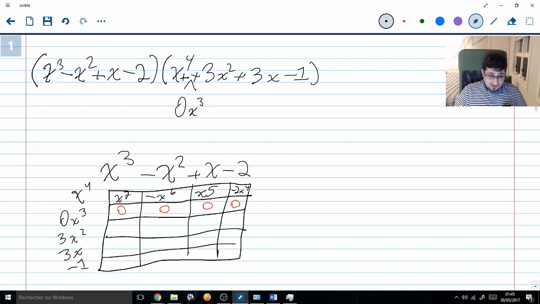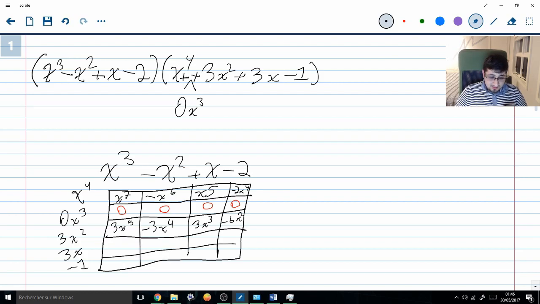Now, after this we have 3x squared and x cubed. We'll say that then that's a 3x to the 5th, 3x squared minus x squared, that's minus 3x to the 4th, 3x squared plus x, that's 3x cubed, and 3x squared minus 2 would be minus 6x squared.